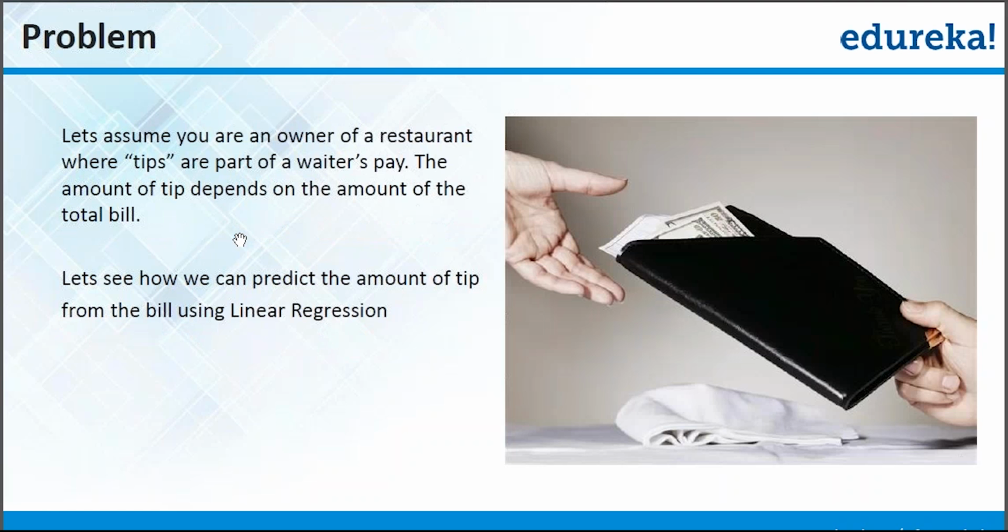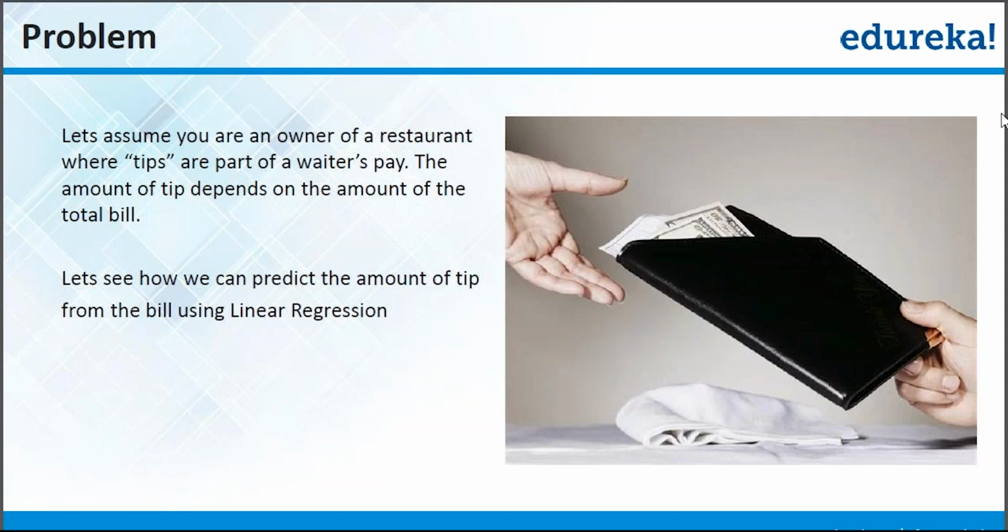So we are trying to give you a generalized introduction here. Suppose you are the owner of a restaurant, where tips are part of a waiter's pay. The amount, as you can read from this, depends on the total bill. In different places, there are certain places where 15% is mandatory, especially in the US and Europe. In some places it is optional, but in many places it has become a practice. So we can predict the amount of tip using regression. This is where we are coming to.